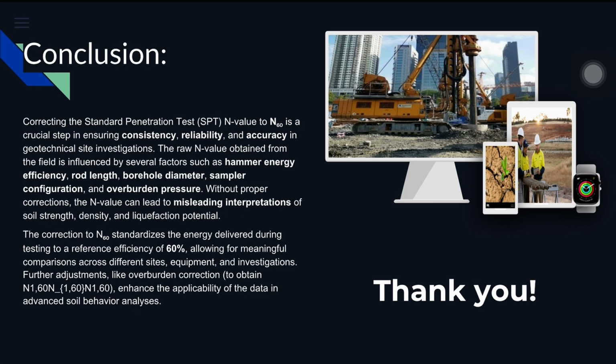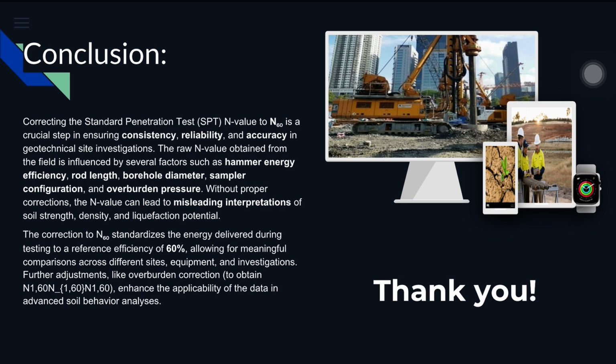So based on the conclusion here, correcting the SPT-N value to N60 is a crucial step in ensuring consistency, reliability, and accuracy in geotechnical site investigations. The raw N value obtained from the field is influenced by several factors such as hammer energy efficiency, rod length, borehole diameter, sampler configuration, and overburden pressure. Without the proper corrections, the N value can lead to misleading interpretations of soil strength, density, and liquefaction potential.